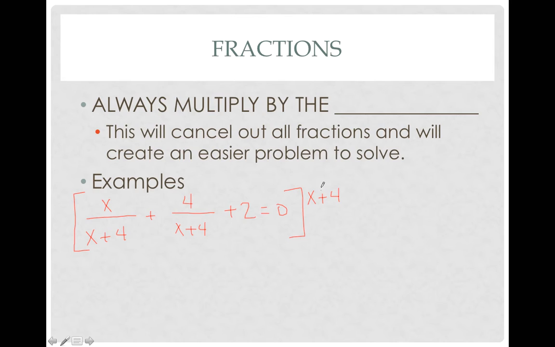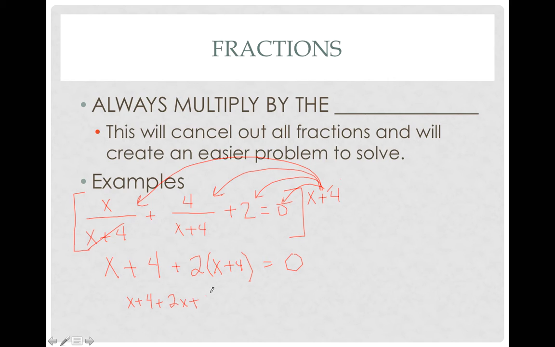So here, multiplying this to the first one, it cancels, and it leaves me with an x. Multiplying to the second one, it also cancels and leaves me with a 4. Multiplying to the third one gets a 2 times x plus 4. And multiplying by the last one gets me just 0, because it's 0 times x plus 4. So I get x plus 4 plus 2 times x plus 2 times 4 equals 0.